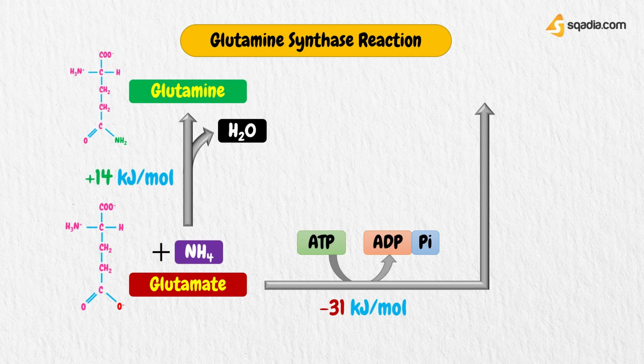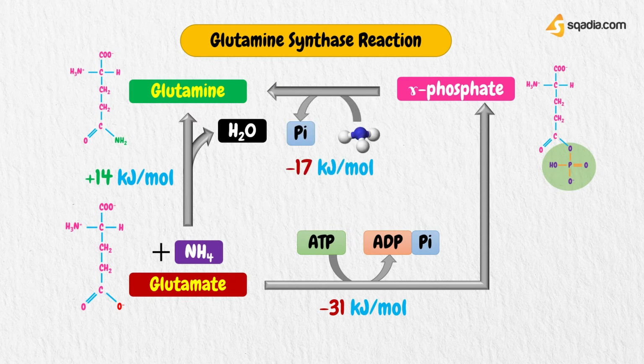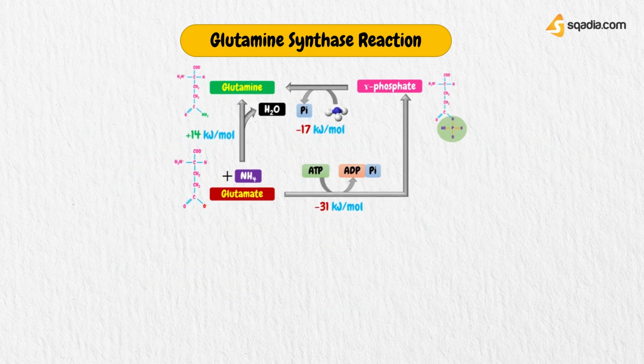First, the gamma phosphate residue is transferred from ATP to glutamate. This gives rise to an energy-rich mixed acid anhydride. In the second step, the phosphate residue from the intermediate is substituted by ammonia, and glutamine and free phosphate are produced. Now let us make this simpler by writing it down in an energy balance equation.